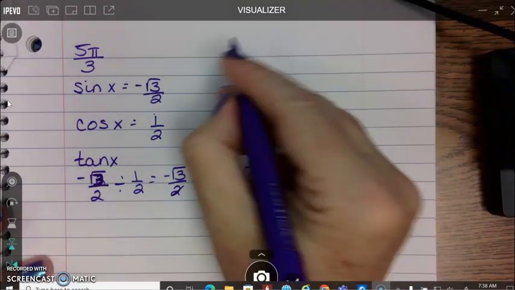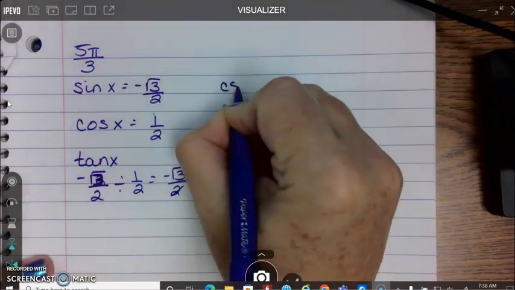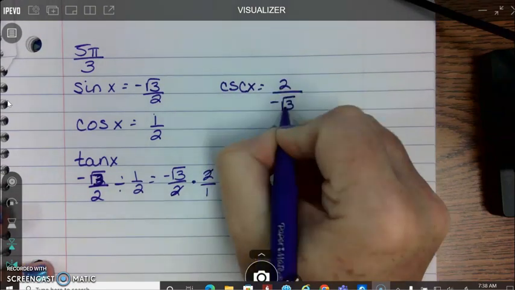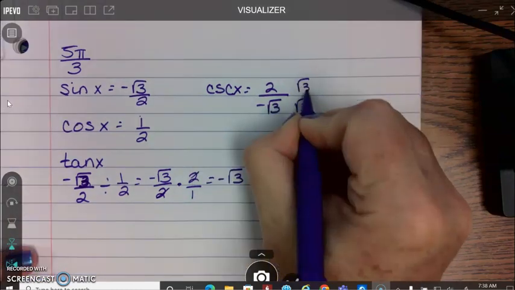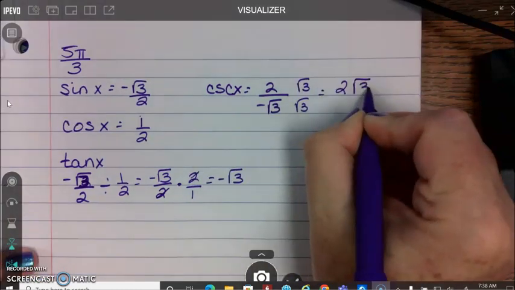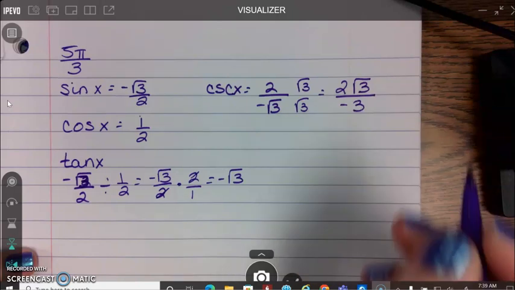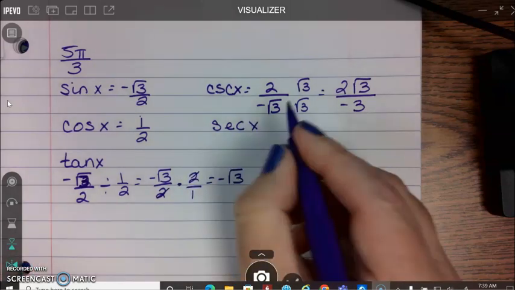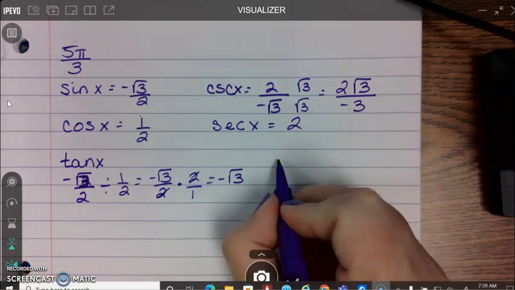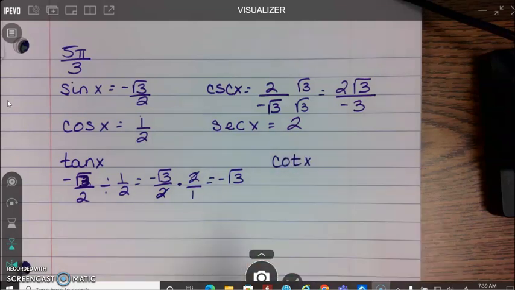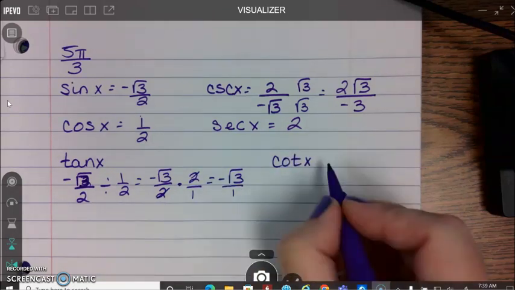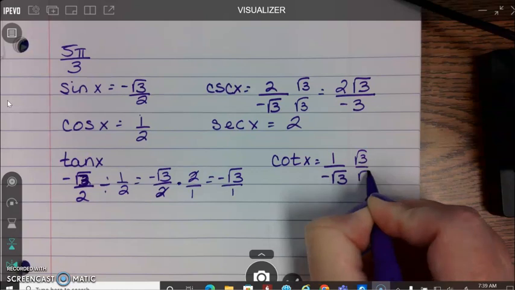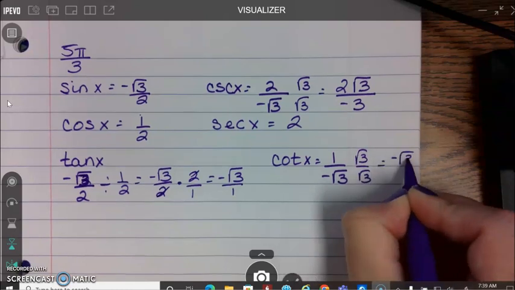Okay. Reciprocal of sine is cosecant. And we flip this, and then we rationalize. So we're going to multiply the top and the bottom by the square root of 3. So we get 2 square roots of 3 over negative 3. Secant, the reciprocal of that, is just 2. And cotangent, remember this is going to be over 1, so we're going to flip it, and we get 1 over negative square root of 3. Multiply the top and bottom, and so we get negative square root of 3 over 3.